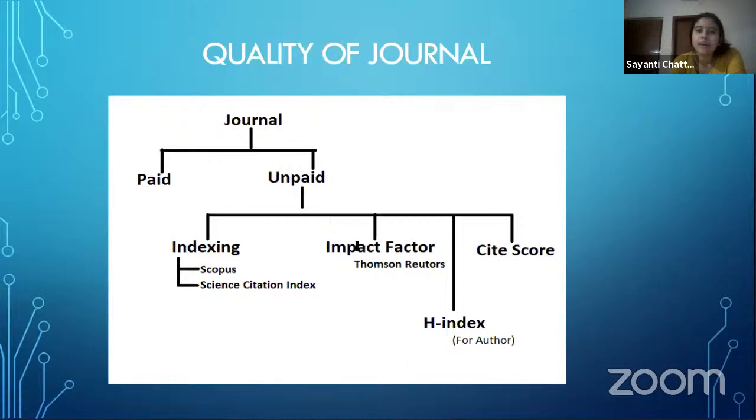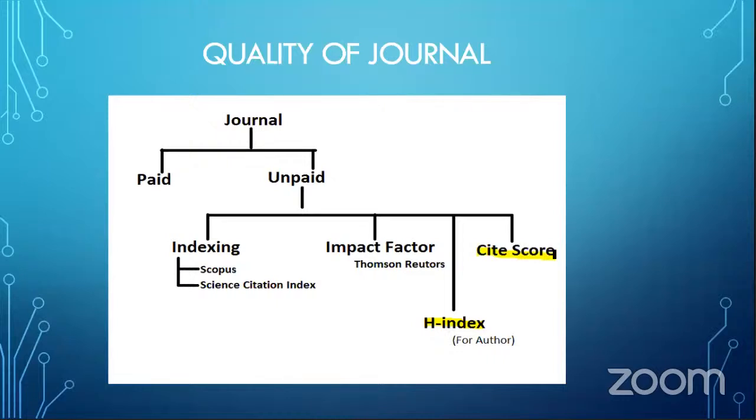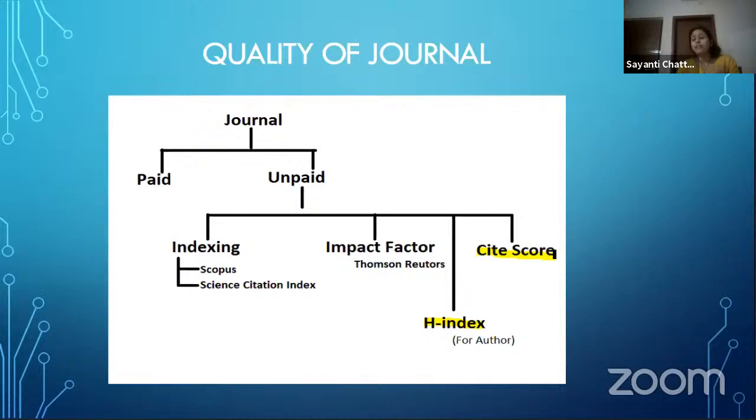Next, you have to check the H index. There is some indexing I will tell later, and the Cite score. So the Cite score is also for the journal. What is the meaning of Cite score? If you send 10 papers and only 3 are cited, what will be the Cite score? It is 30%. So this is the Cite score.